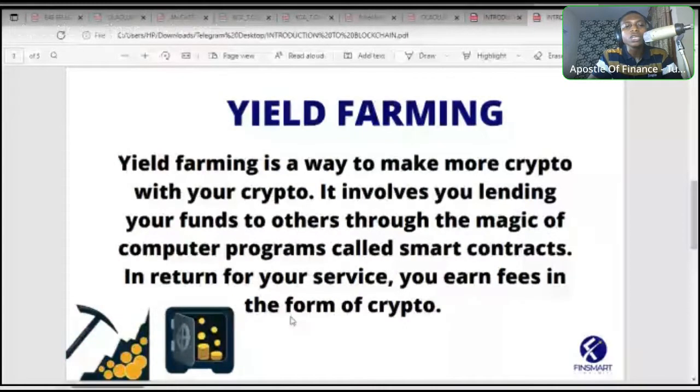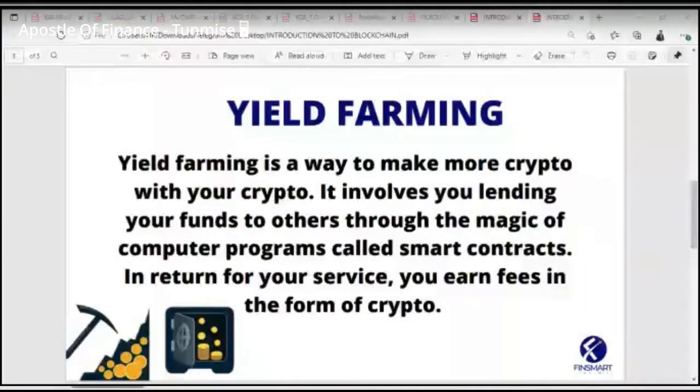Now, yield farming is a way to make more crypto with your crypto. It involves lending your funds to others through the magic of computer programs called smart contracts. In return for your services, you earn fees in the form of crypto. Now, one interesting thing about yield farming is that you earn from transaction fees, token rewards, interest, and price appreciation, right?